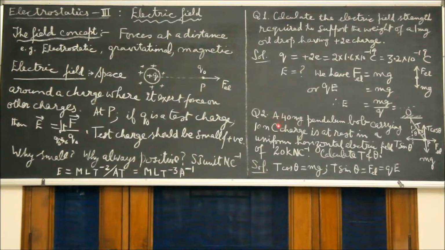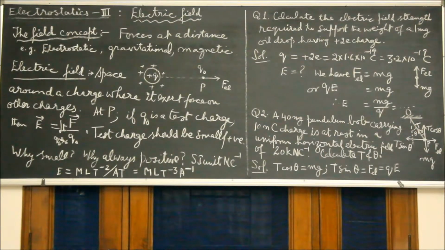Question number 2. A 40 milligram pendulum bob carrying 10 nanocoulomb charge is at rest in a uniform horizontal field of 20 kilonewton per coulomb. You have to calculate the tension and theta. The arrangement is shown in the diagram. You have a pendulum bob P at rest. The forces on the bob are its weight mg downward, the electric force F electric towards right or horizontal, and the tension T up the string.